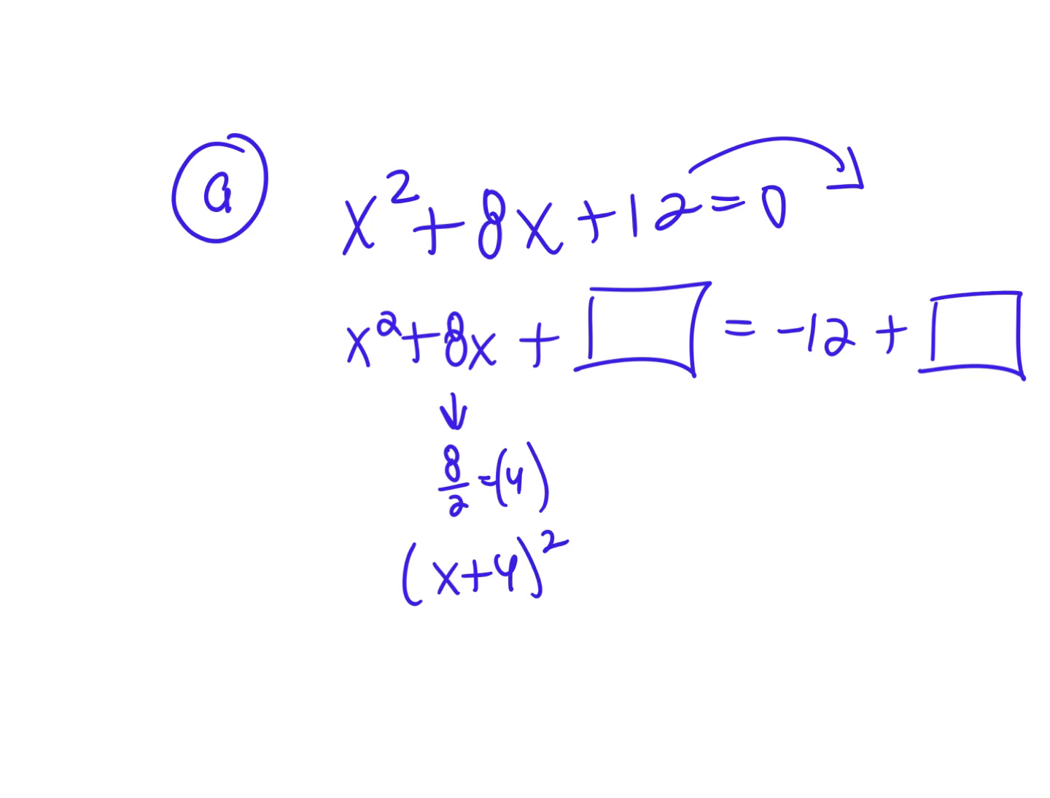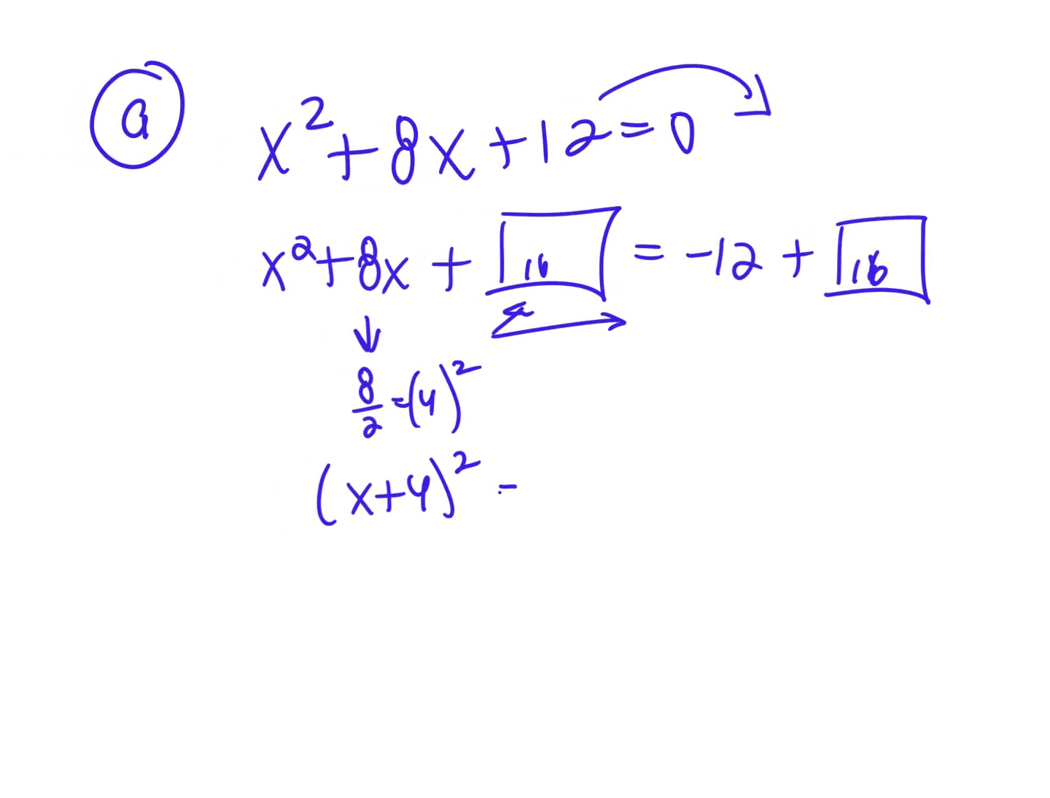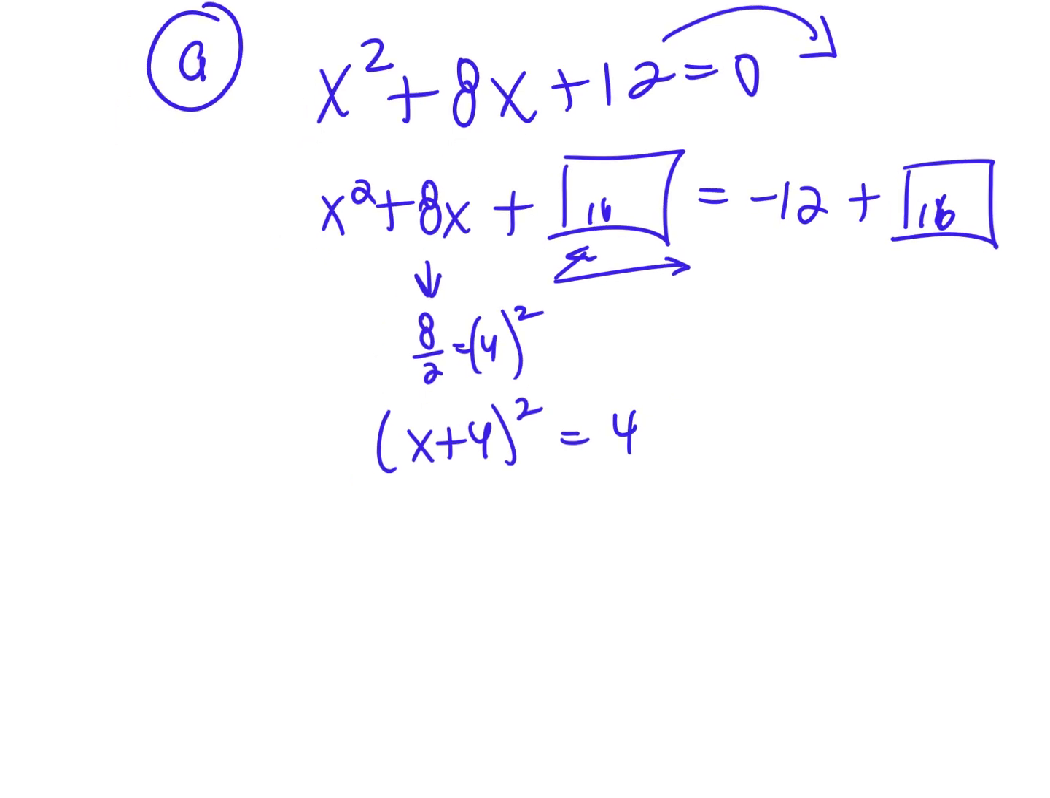That's going to create my perfect square trinomial. Then I'm going to square 4 and put it here and over here in this box. So plus 16, plus 16. It's always going to be positive because you're squaring the number. So then we combine negative 12 plus 16. What's negative 12 plus 16? 4. Good.